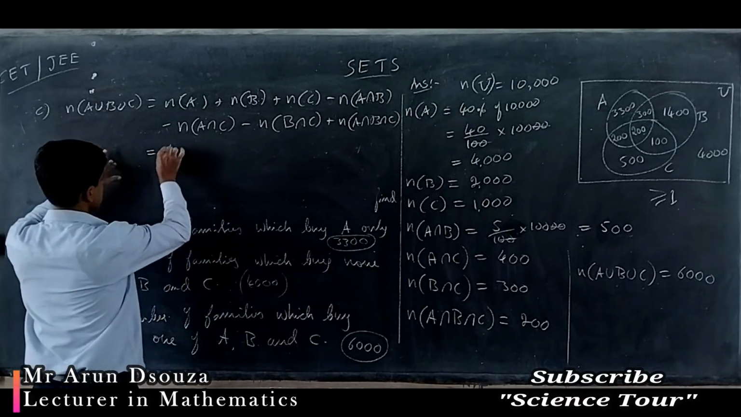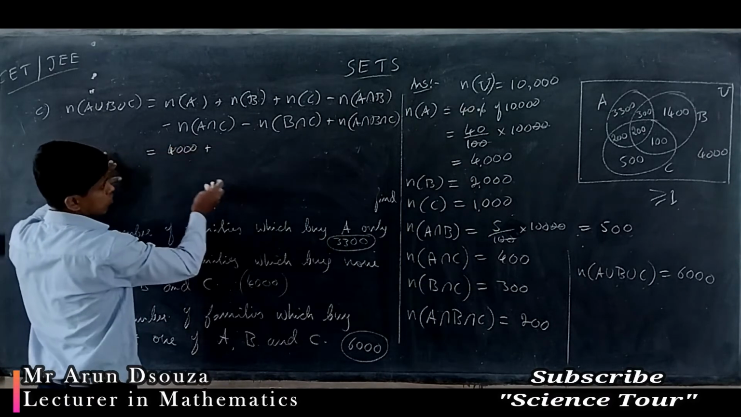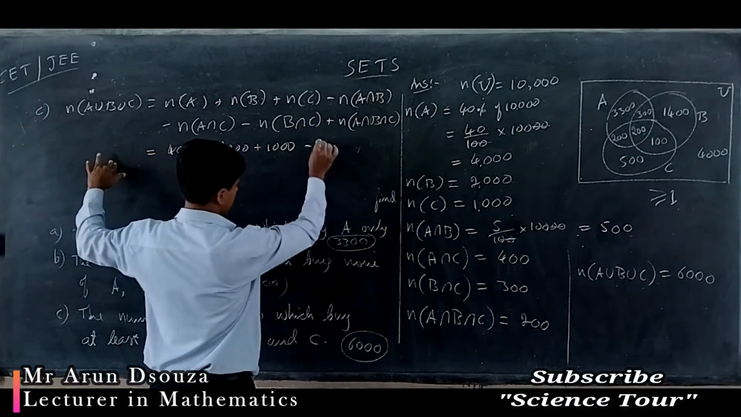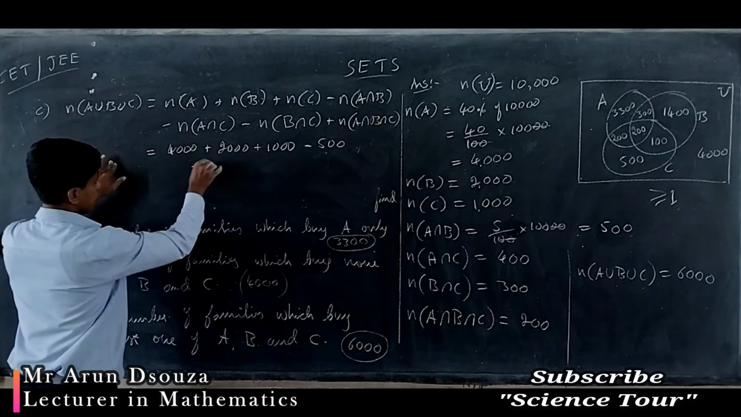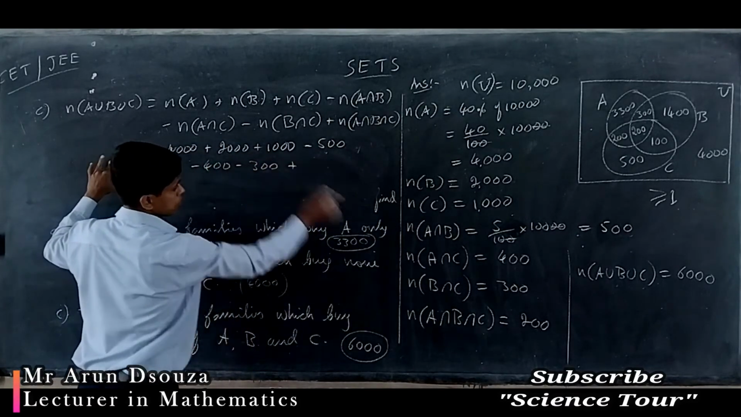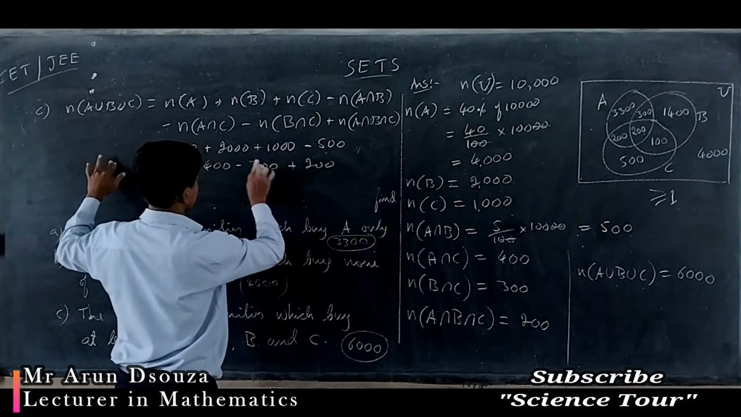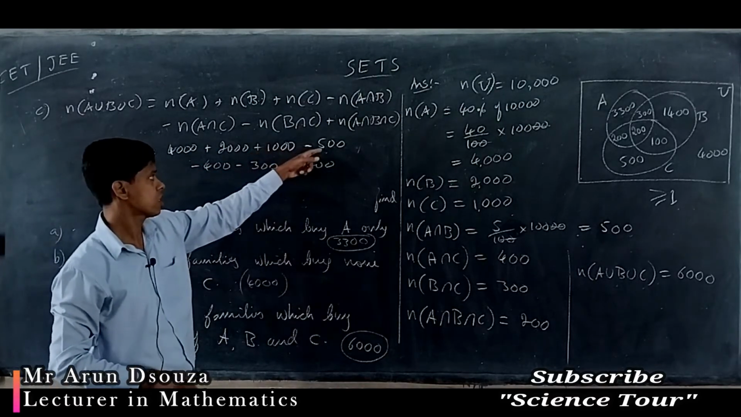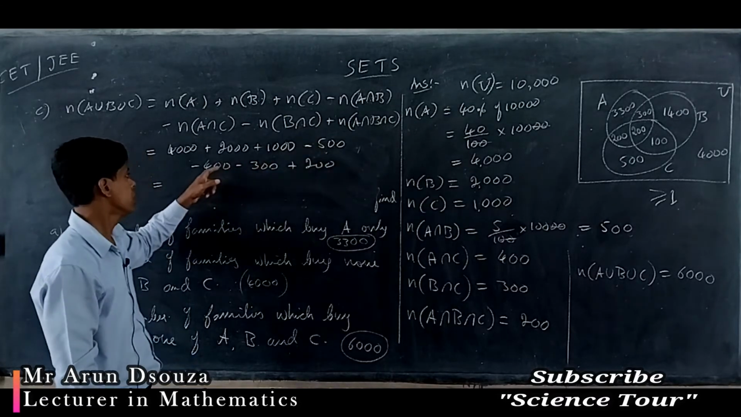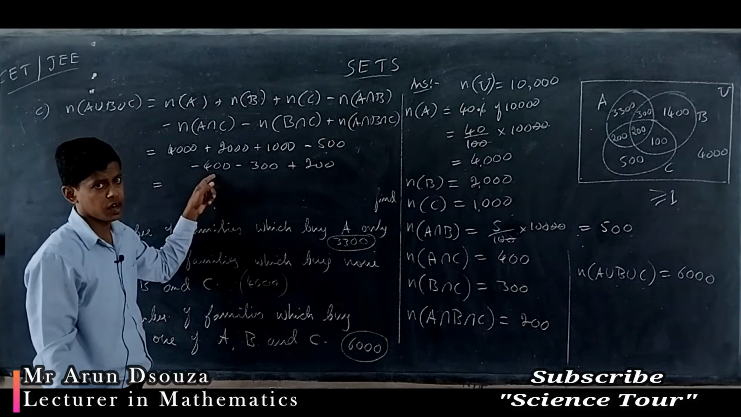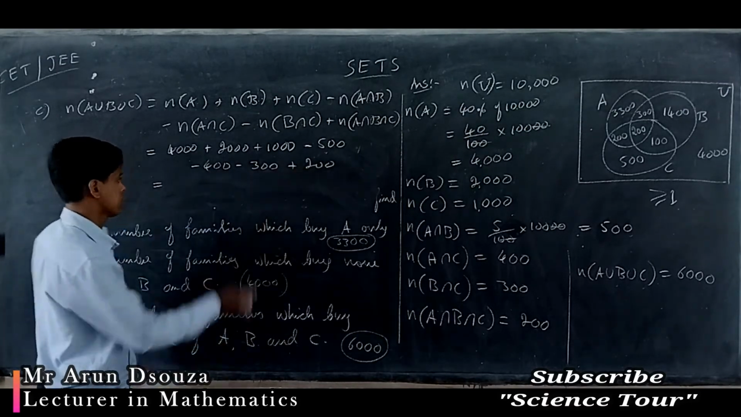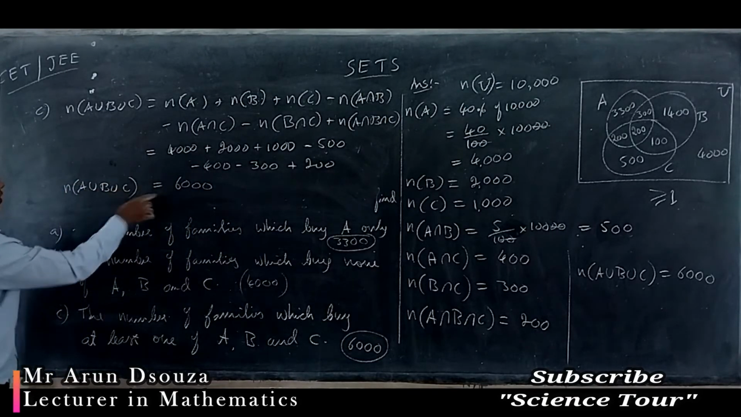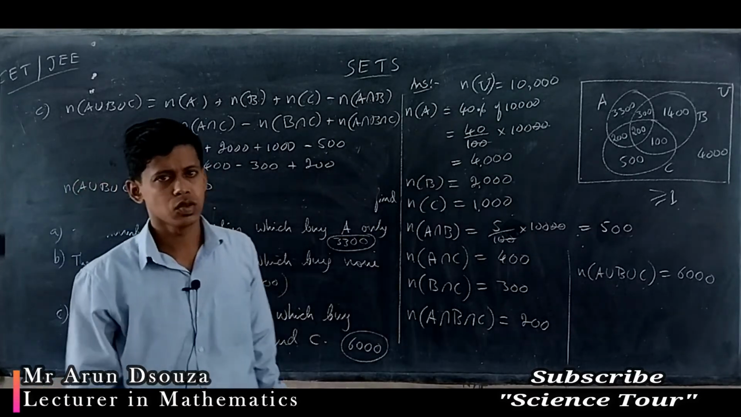Well, so what is n of A? N of A is 4,000 plus n of B is 2,000 and 1,000 minus 500 and then minus 400 and minus 300 plus intersection of all the three, 200. Well, so this is 4,000, 6,000, 7,000, 7,000, 6,500, 6,500, 6,100. Correct? So 5,800, so 6,000. So what is n of A union B union C? 6,000. Just add and subtract, that's so easy for you.